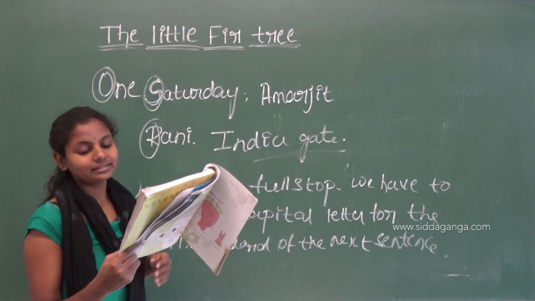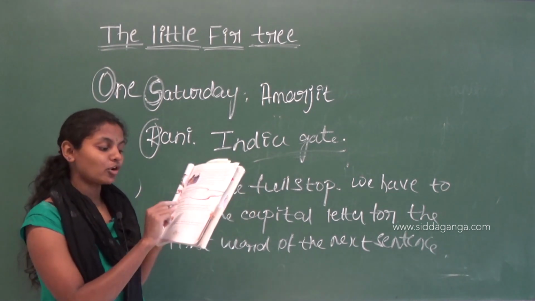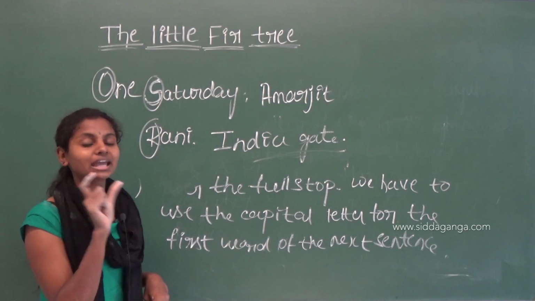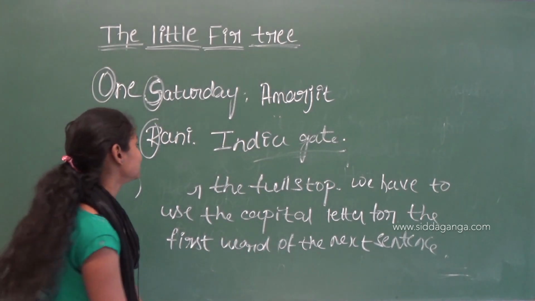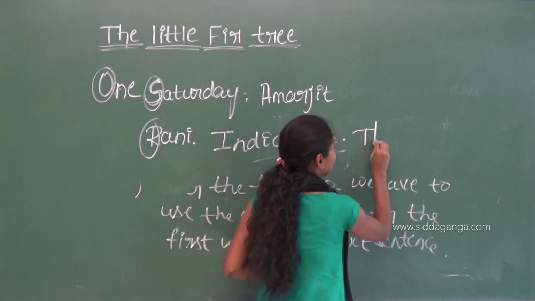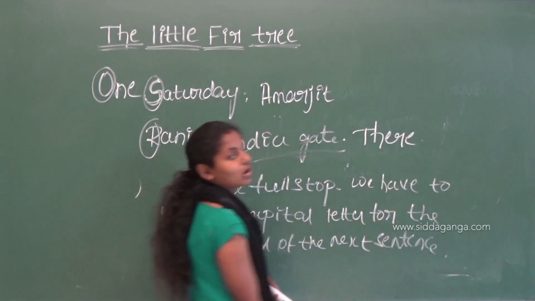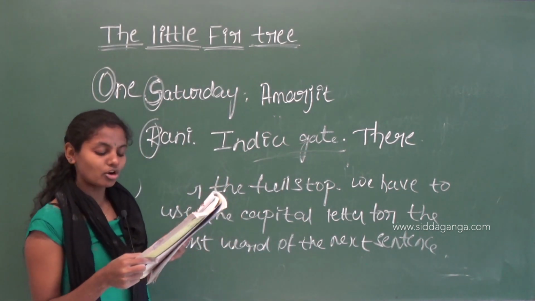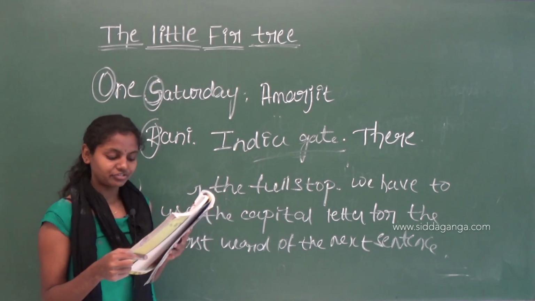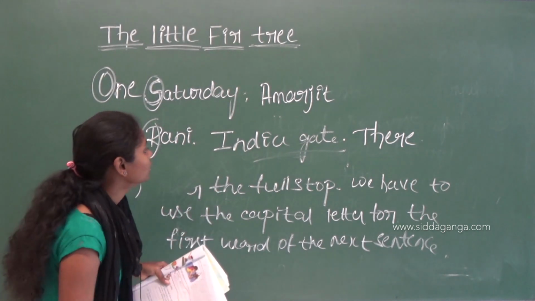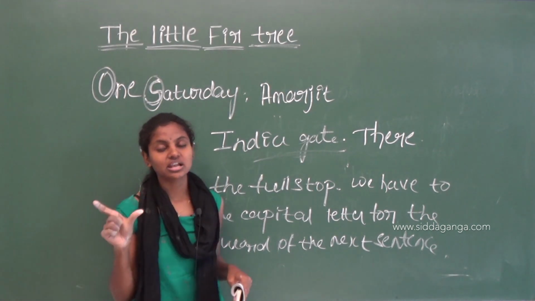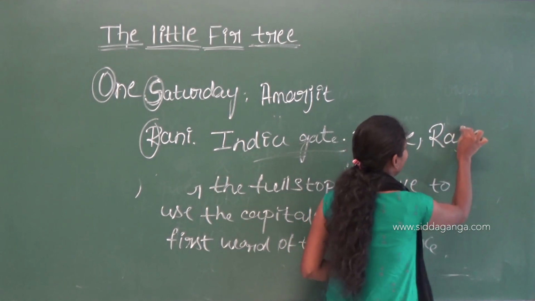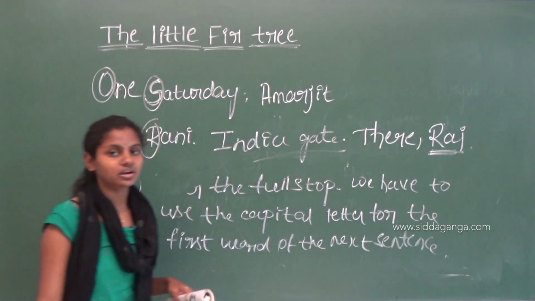And there they saw ducks. So before there is a full stop, and after the full stop you have to use a capital letter for the first word, that is there. Capital T and all are small, that is there. There they saw ducks, water and their friend Raj. As I told you, Raj is also the name of a person, so you have to use a big letter R, that is capital R, Raj.